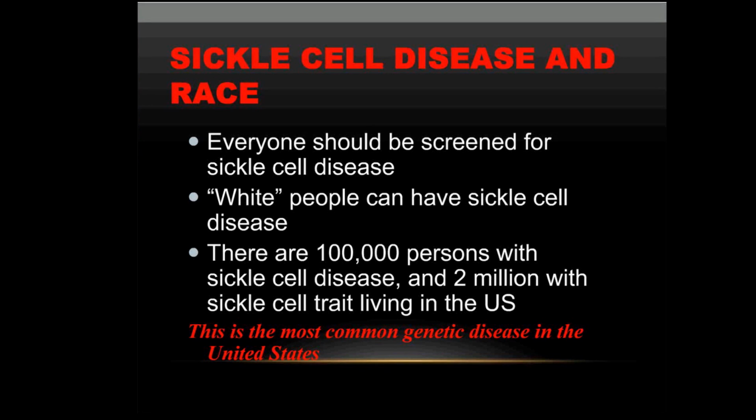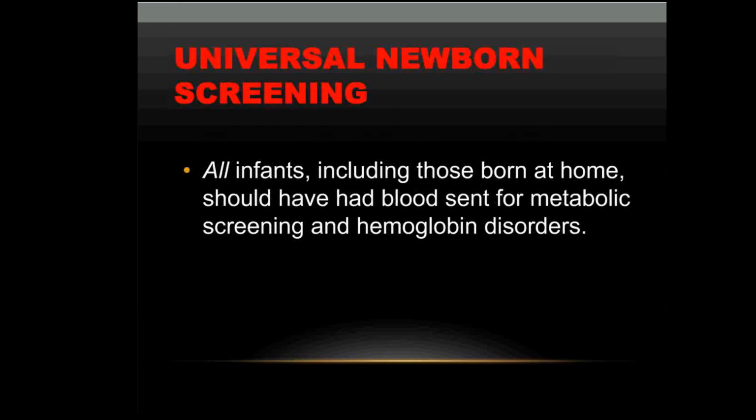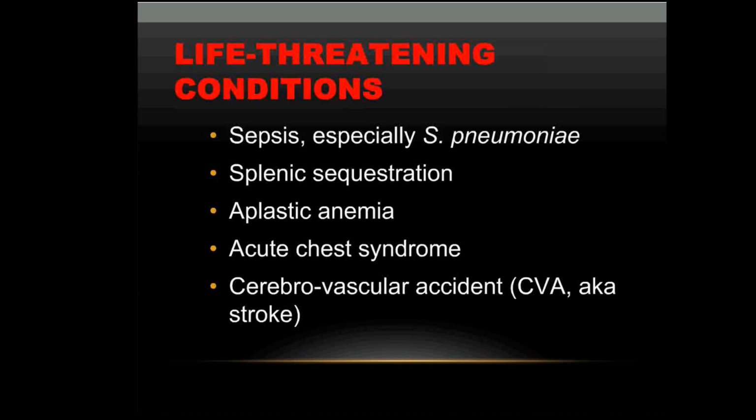There are actually 100,000 people in the United States with sickle cell disease and 2 million with sickle cell trait living in the U.S., and that makes this the most common genetic disease in the United States. Therefore, when we talk about newborn screening, all infants, including those that are born at home, should have blood sent for metabolic screening and for hemoglobin disorder evaluation.